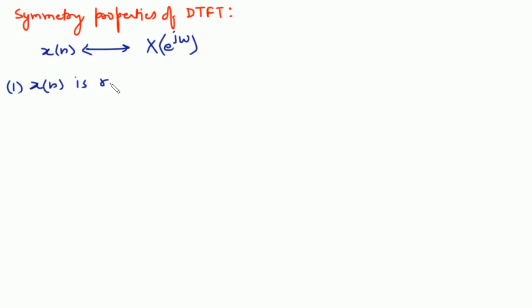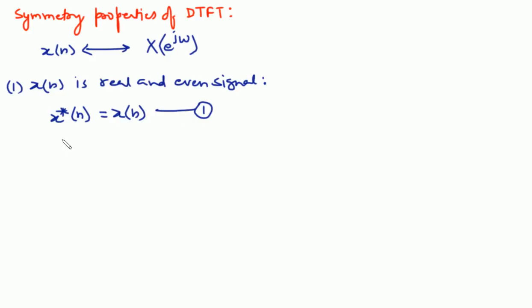x[n] is a real and even signal. If x[n] is real, then the complex conjugate of x[n] is x[n]. And if x[n] is even, then x[-n] is x[n].